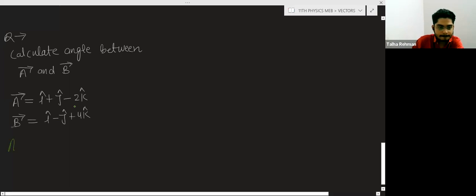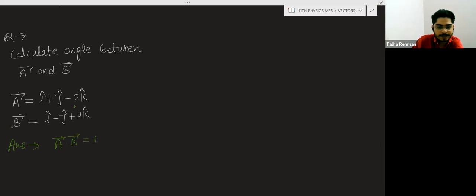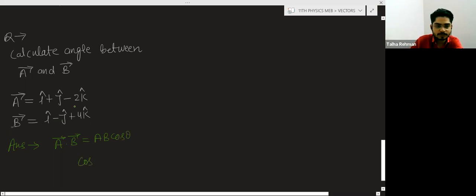We know the dot product of the two vectors, A dot B, is given by magnitude of A, magnitude of B, and cos of theta. What is theta? Theta is the angle between the two vectors. So we can find this cos theta from here: A dot B divided by AB.